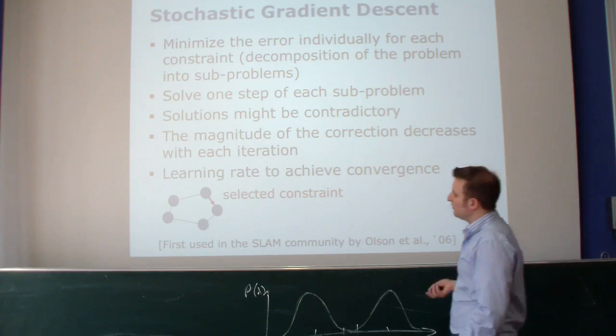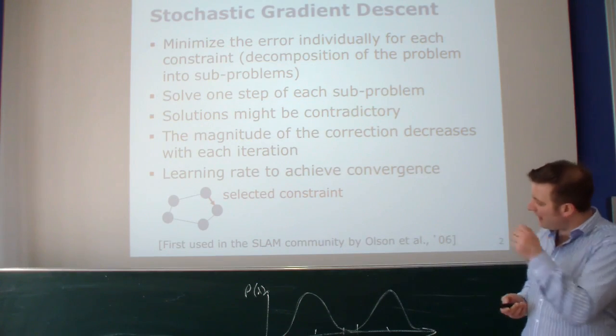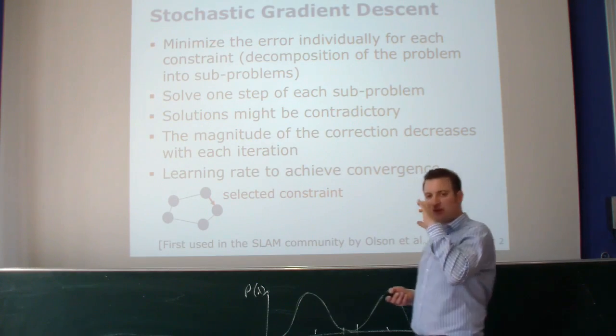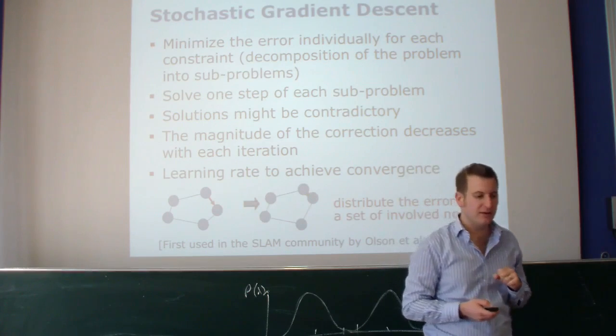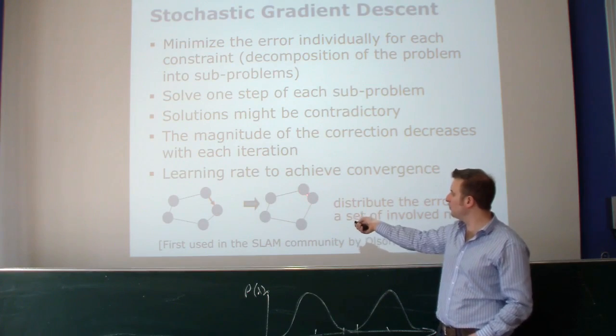So just to illustrate how the approach works, it randomly selects a constraint, and then it updates the nodes or a subset of the nodes based on this constraint, and moves them close together, for example, like this one. So it moves these two nodes closer together.